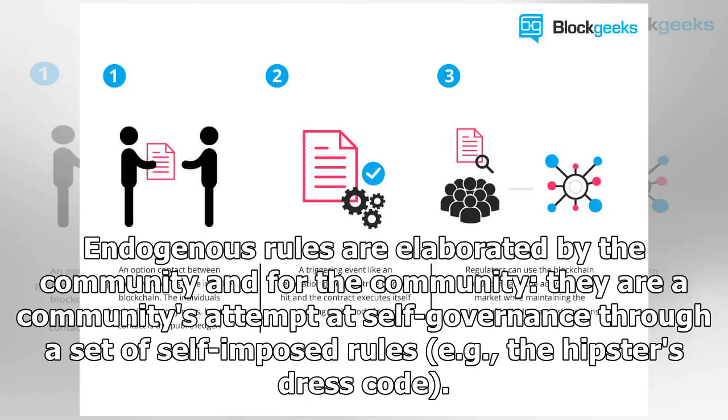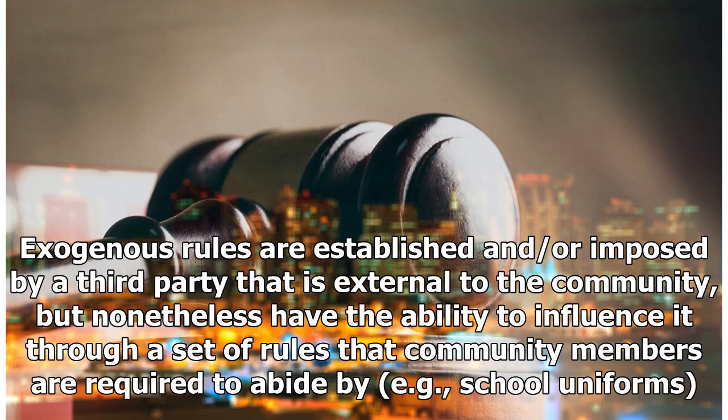Endogenous rules are elaborated by the community and for the community. They are a community's attempt at self-governance through a set of self-imposed rules, e.g., the hipster's dress code. Exogenous rules are established and/or imposed by a third party that is external to the community, but nonetheless have the ability to influence it through a set of rules that community members are required to abide by, e.g., school uniforms.